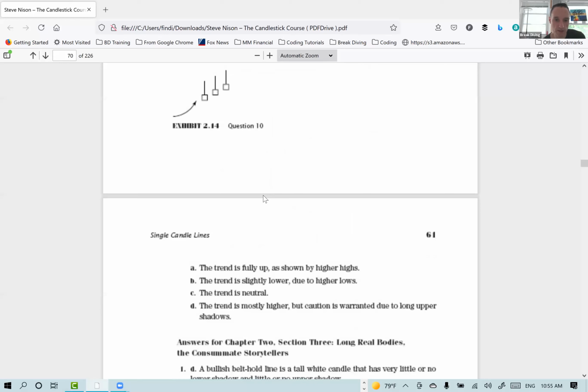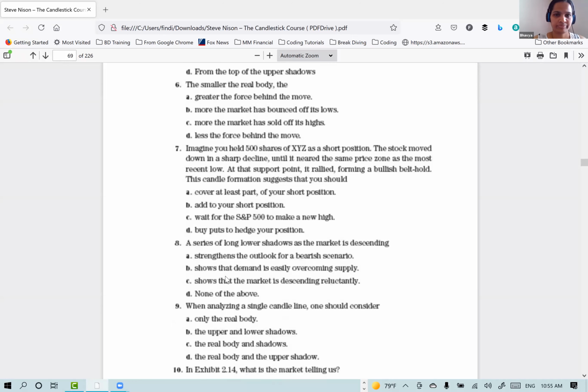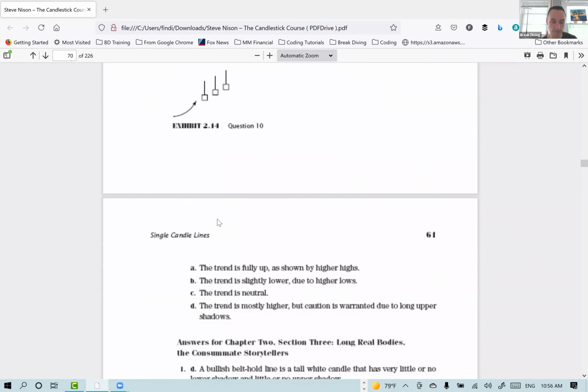Let's just check 7. A, yep. A series of long lower shadows as the market is descending. Strength and solace for a bearish scenario. I think it's A because that's the situation where it keeps going lower, but it keeps coming back up. Do you think it's A too? All right, I'm going to scroll down and see if it's A.